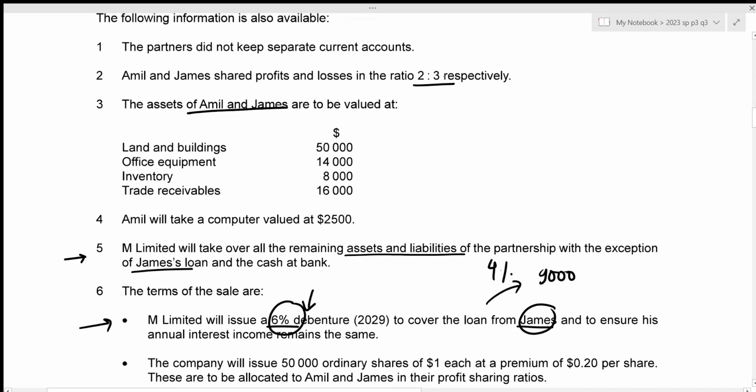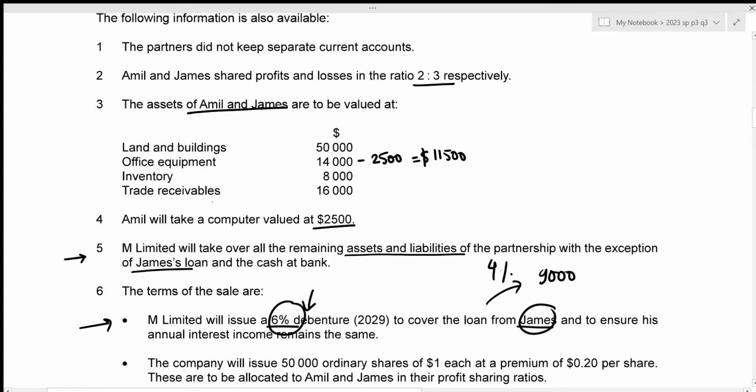This is asset valuation, and Amil will take a computer valued at 2,500, which means that 2,500 will be reduced from the office equipment taken over by M Limited, right? So that's 14,000 minus 2,500, which results in 11,500. So this is the amount of office equipment that M Limited took over.